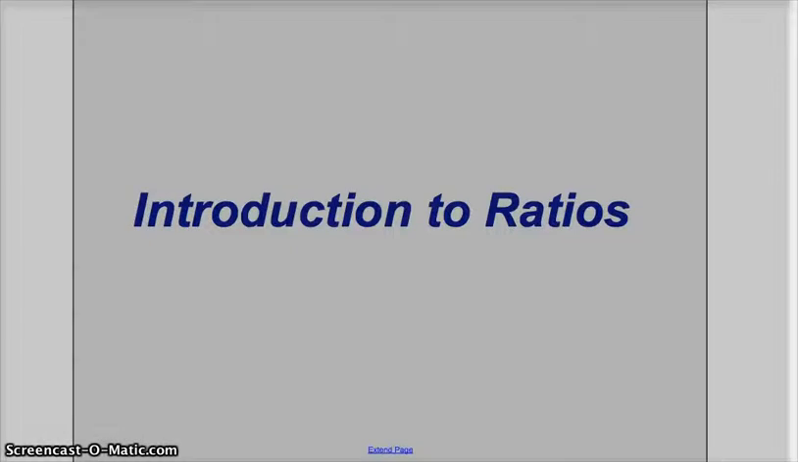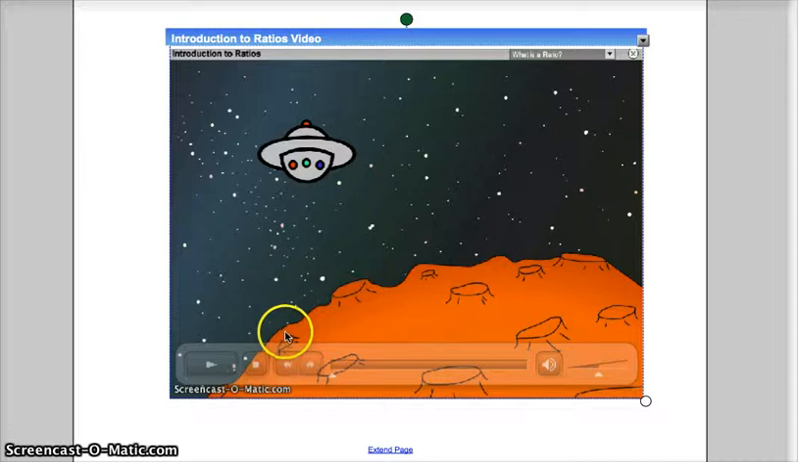Today we're going to talk about ratios, and we're going to start out with a video explaining what ratios are and how to find equivalent ratios. A ratio is the relationship between two or more quantities. What exactly does this mean?